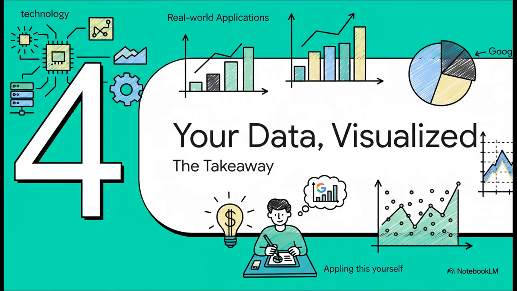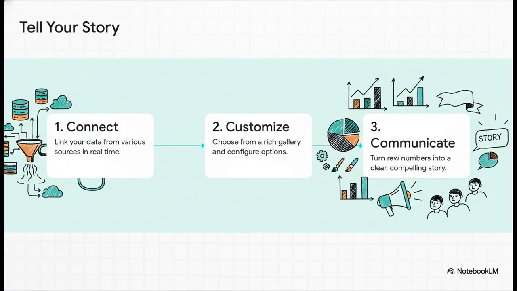So we've looked at the tech, we've seen some pretty cool real-world examples. What's the big takeaway here? How can you start thinking about using this for yourself? Really, it all comes down to a super simple three-step process. First, you connect your data, wherever it lives. Second, you pick a chart from that huge gallery and you make it your own. You customize it. And finally, step 3, you communicate. You use that visual to finally tell the story that was trapped inside your numbers all along.